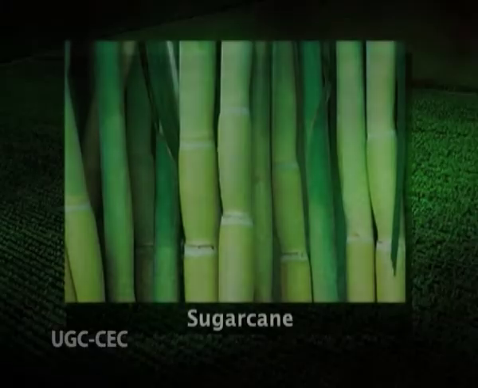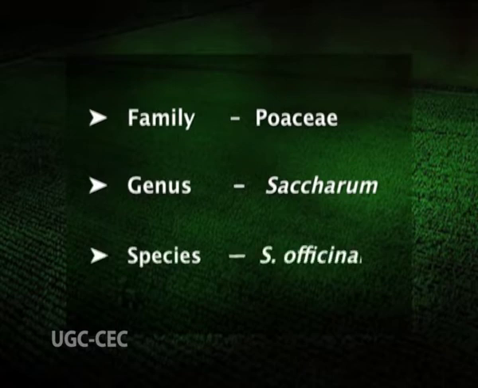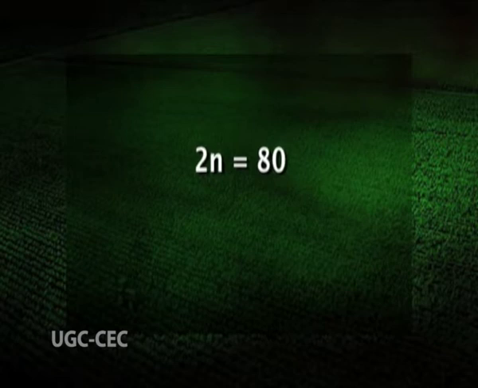Students, today we will discuss the botany, cultivation and economic importance of sugarcane. Sugarcane, family Poaceae, genus Saccharum, species officinarum, diploid chromosome number 2n equal 80 and basic chromosome number x equal 10.